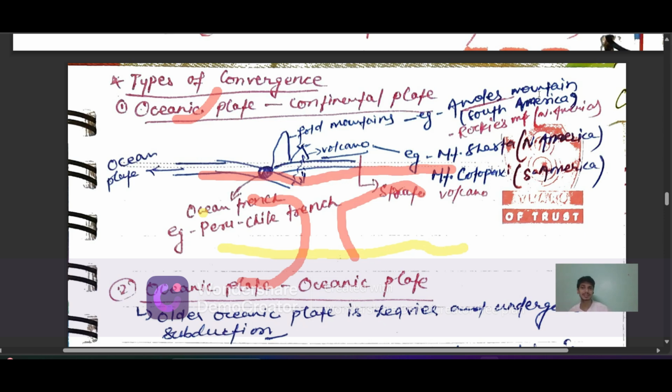For example, the Andes Mountains were the result of oceanic plate and continental plate subduction. Rockies Mountain in North America, Mount Shasta in North America, Mount Cotopaxi in South America. These are the result of oceanic plate and continental plate convergence. Other features like volcanic eruption will happen, and oceanic trench will form, like the Peru-Chile trench.